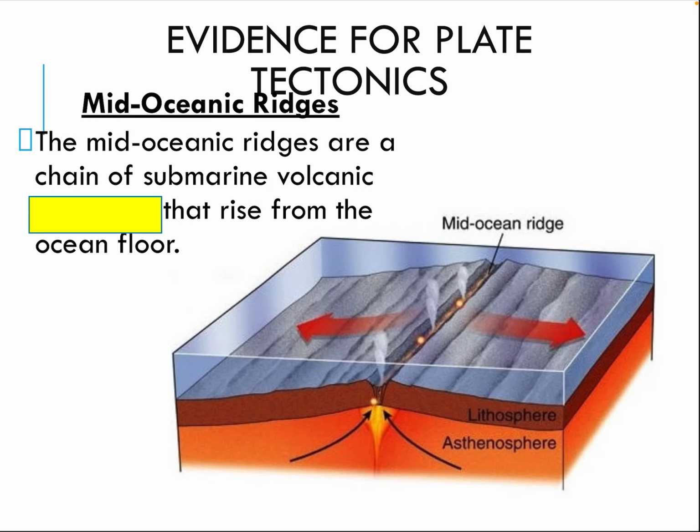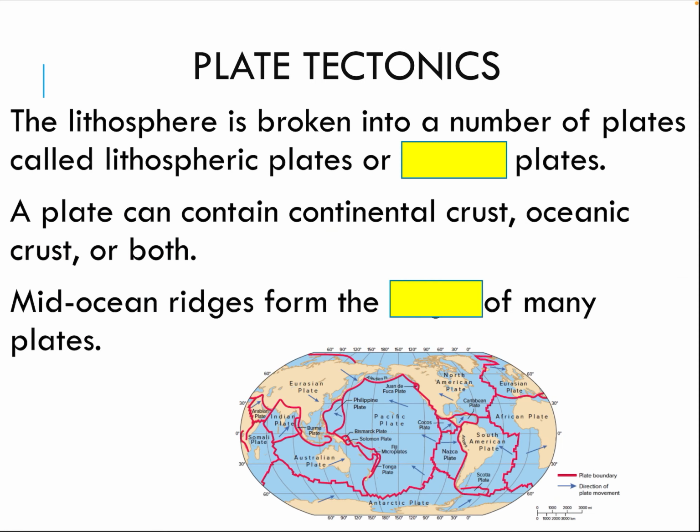Now, the mid-ocean ridges are actually chains of these volcanic mountains rising up from the seafloor, and they are connected into this super long mountain range. It travels all the way down through the Atlantic Ocean and the Indian Ocean. There's some in the Pacific Ocean.